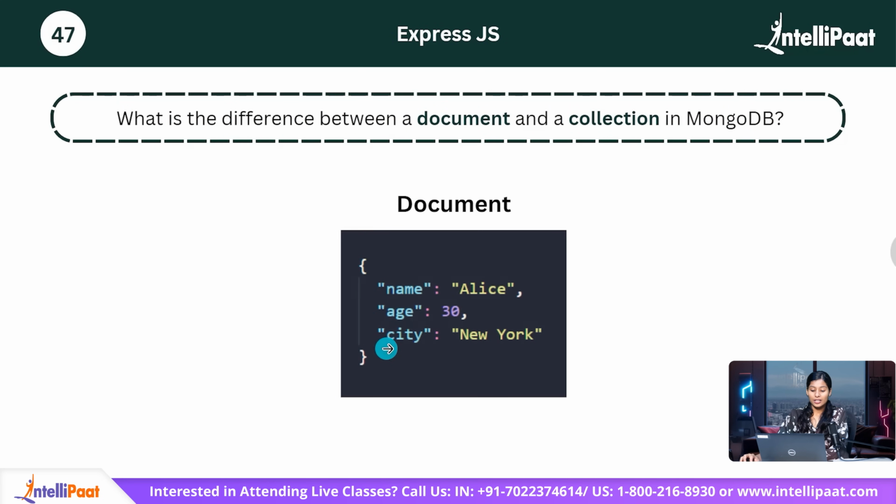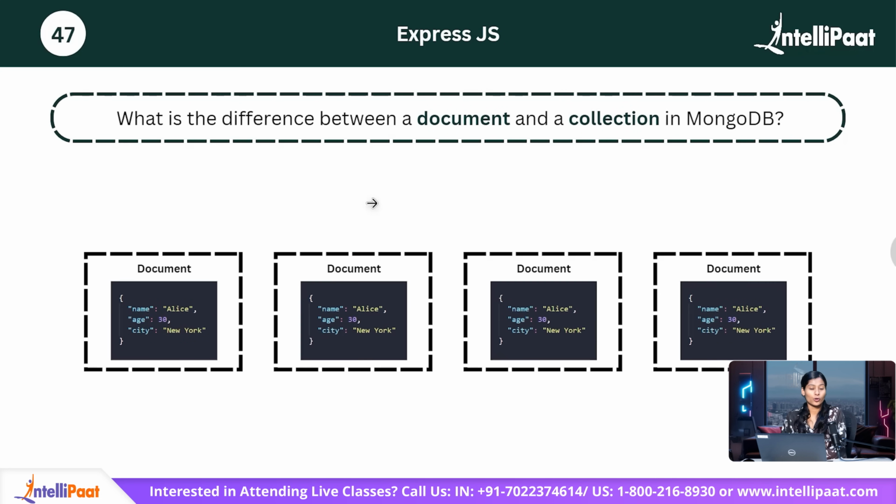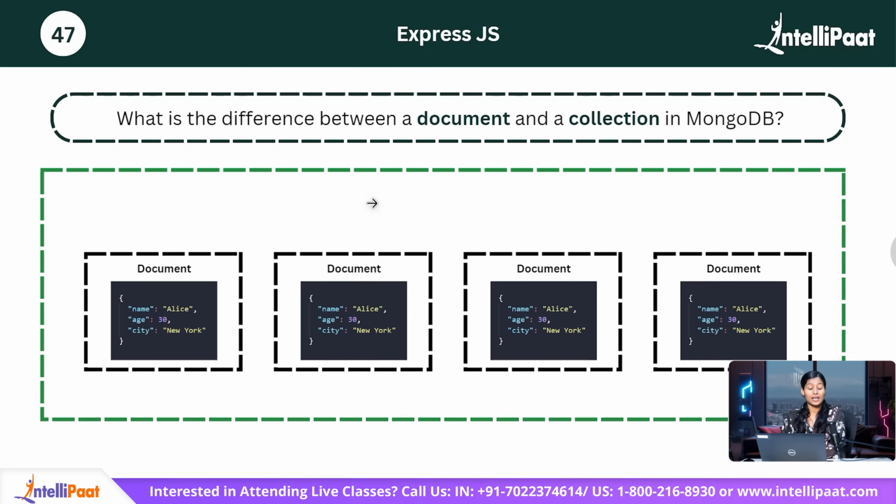A name, age, city, where there is a key and a value. A key, value. All of this grouped together is known as a document. Now, there will be multiple documents like this in MongoDB. If all of these documents are grouped together, that is called a collection, which is a grouping of documents.